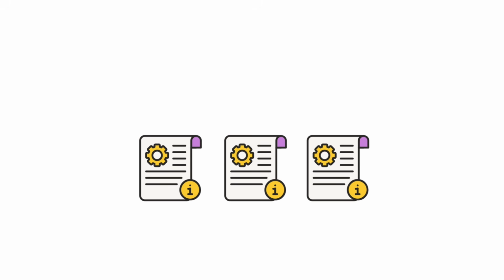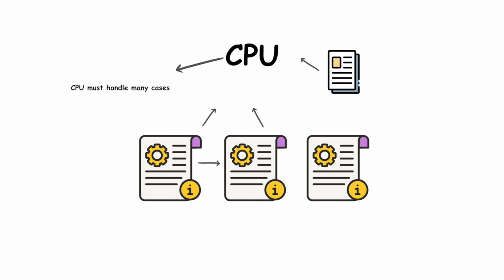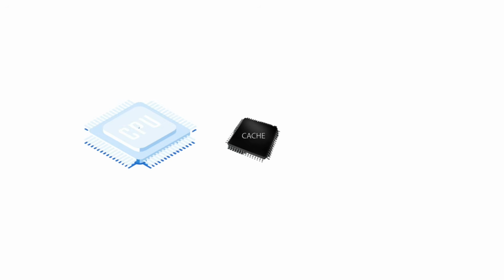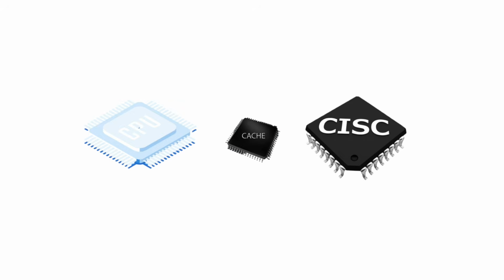One trade-off of CISC is that the complexity of instructions can slow down execution. Since not all instructions are used equally, the CPU must handle many cases, making the design more intricate. However, advances in chip manufacturing and caching techniques have kept CISC architectures competitive for decades.